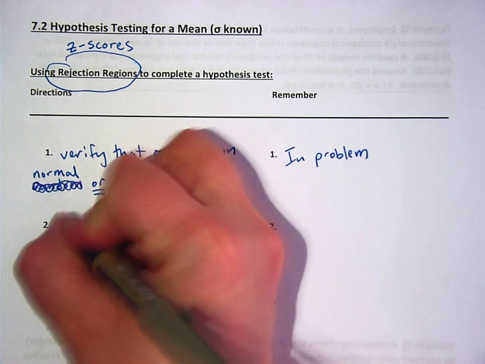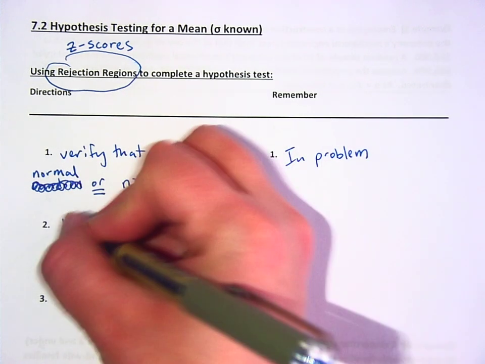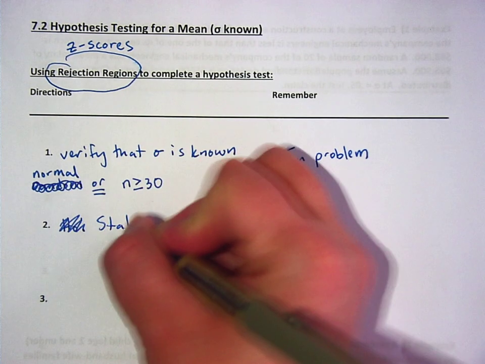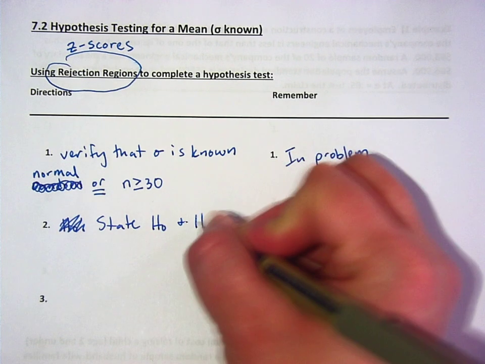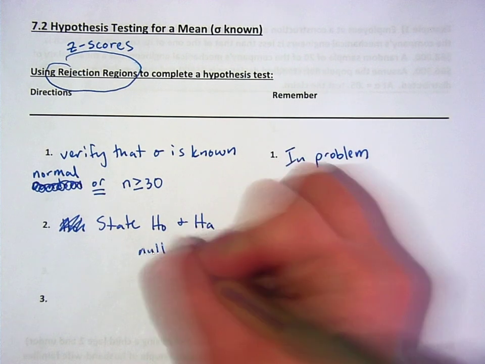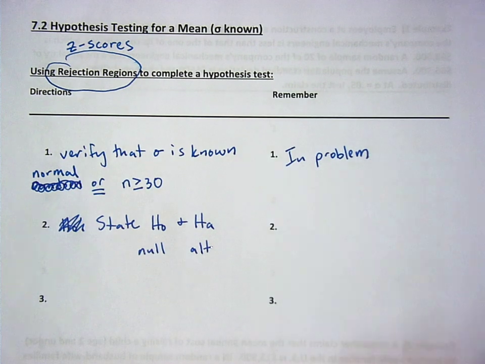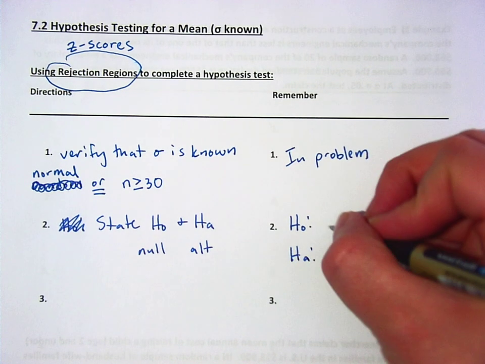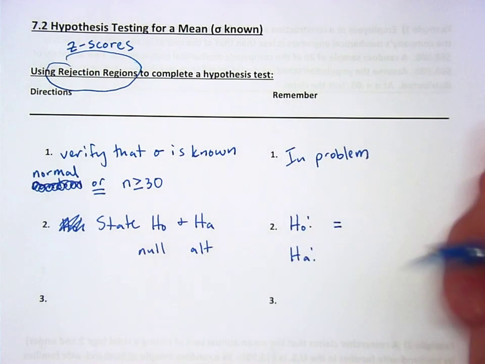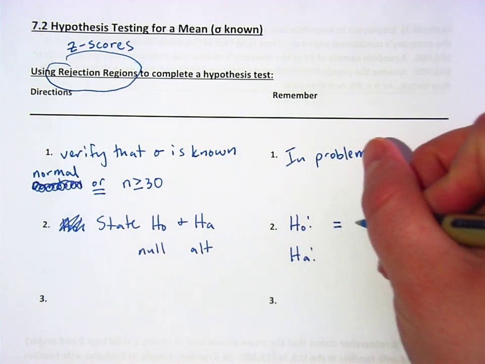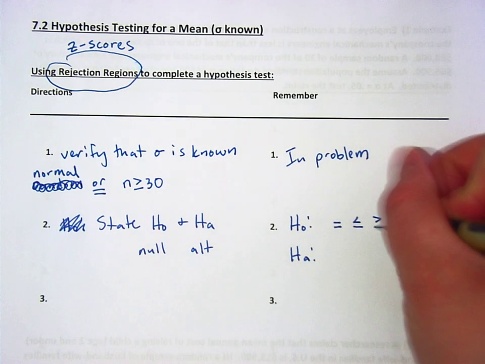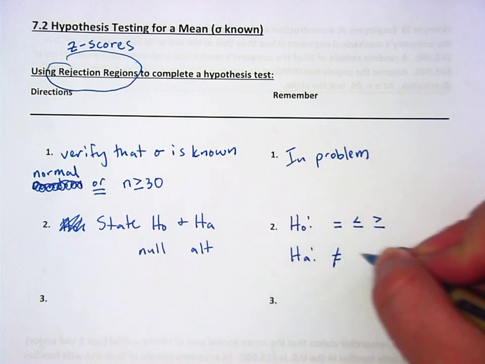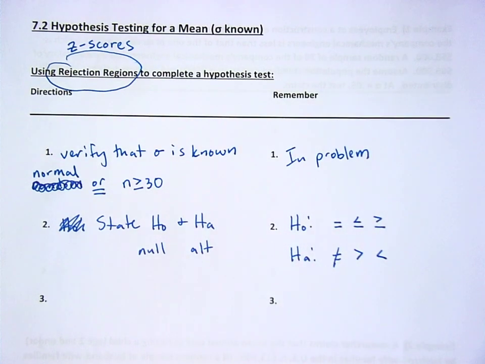Number 2, you're going to state H sub O and H sub A, which is the null and alternative hypothesis. H sub O, H sub A, remember this is the one with an equals of some sort in it, so it could be less than or equal to or greater than or equal to, where this one would be not equals to or greater than or less than. And remember, either one can be the claim.